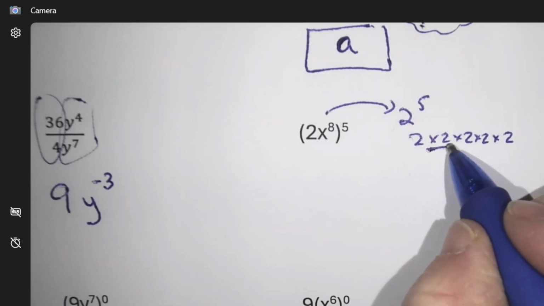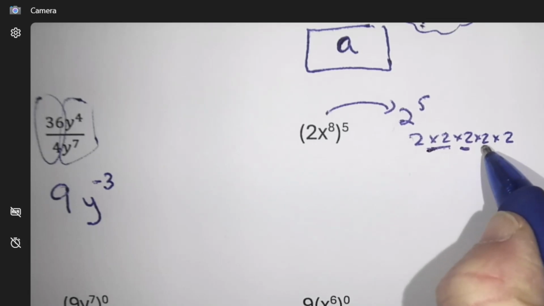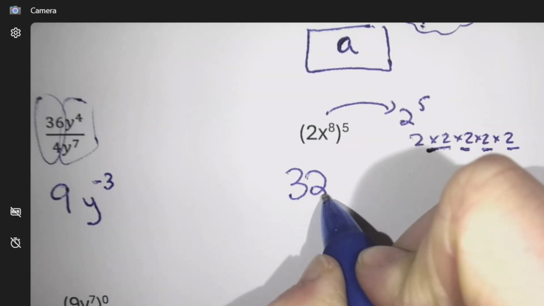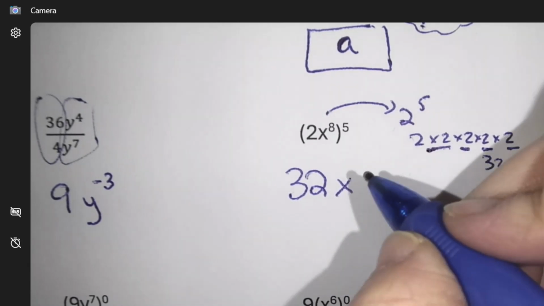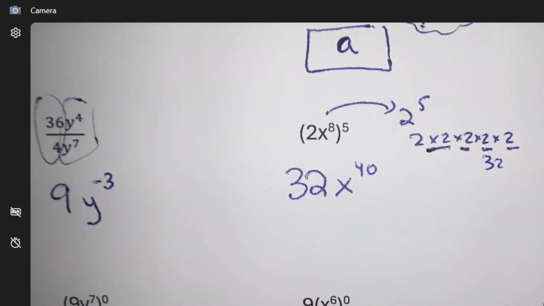So what are we at? 4. Now this is 8, 16, 32. So 32, x to the rules. 40, the rules on that. 5 times 8 equals 40.